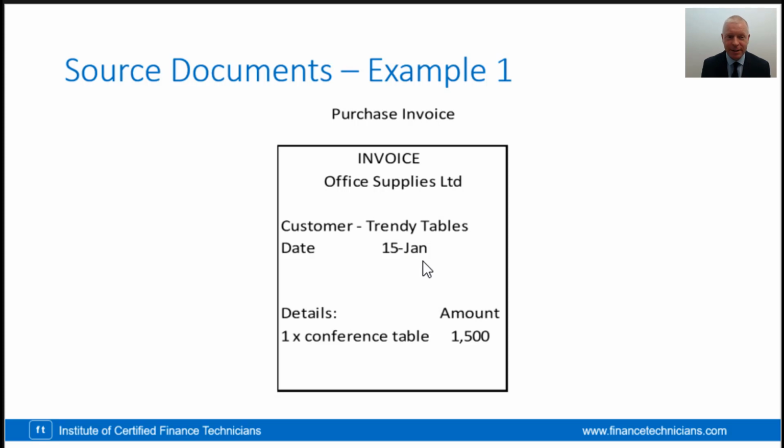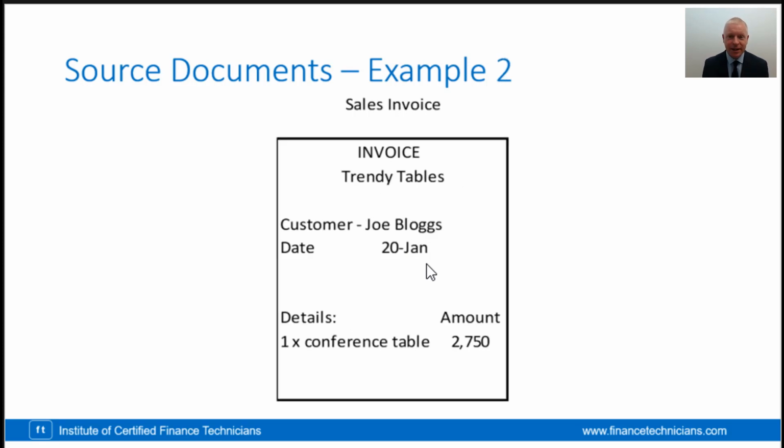So the next one we're going to look at is a sales invoice. And again, very similar to the purchase invoice. This time on the sales invoice the name of the customer is Joe Blogs, and the name of the supplier is Trendy Tables. So again, it's the sale from Trendy Tables to a customer called Joe Blogs, and the amount is $2,750, pounds or euro, whatever the case may be, and it's for a conference table.